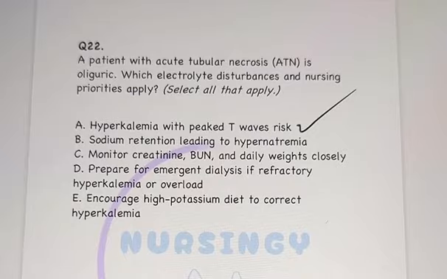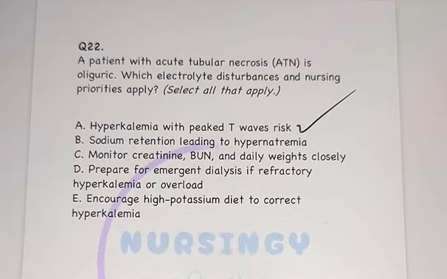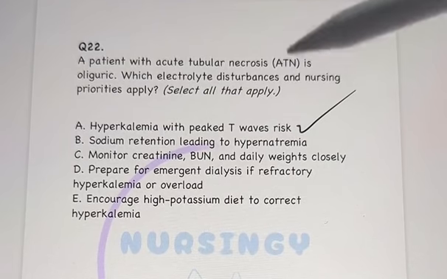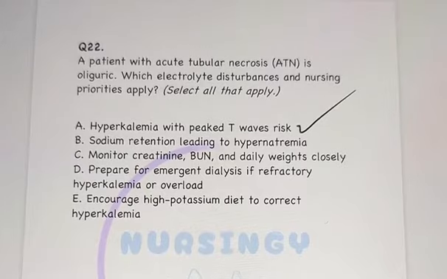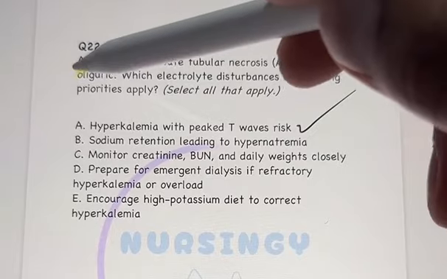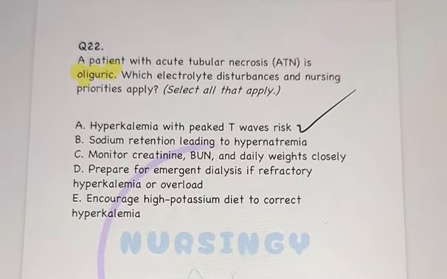Do we have sodium retention leading to hypernatremia? B is correct. Okay, guys, sodium retention definitely. ATN can cause sodium retention, but we just talked about this is the oliguric phase, there is not much water going out. What's going to happen? You're going to have hyponatremia, not hypernatremia.